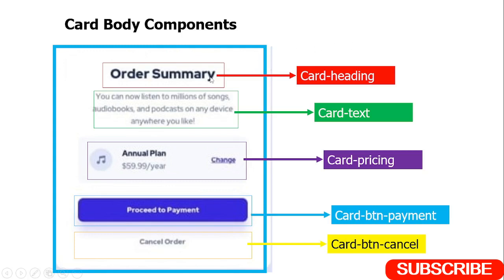And inside the card body, you put, for instance, H1 or H2. It doesn't matter. But it is a heading, with a class card heading, and then you put a p tag or a paragraph tag with a card text, and then you have another div with card pricing, and then you have a button with card btn payment, something like that.